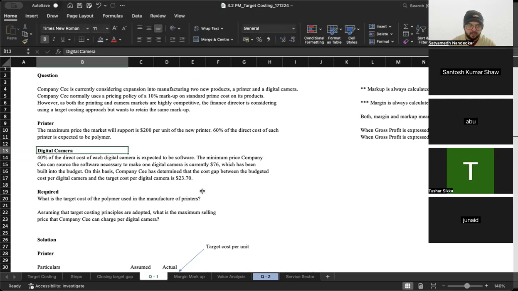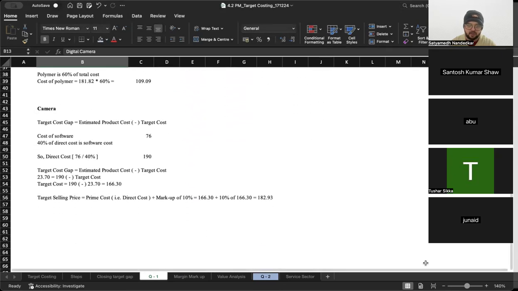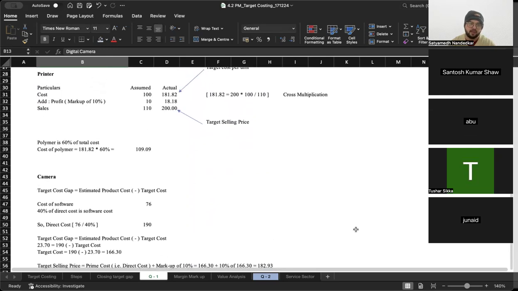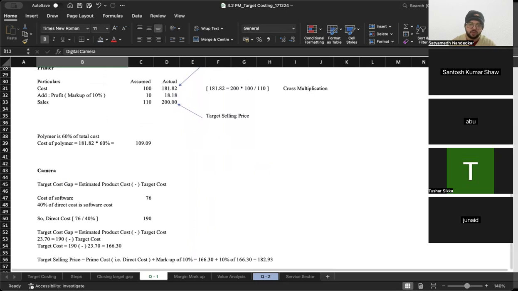Now that you have read the question requirement, read the calculations for printer and for camera both. Read both carefully.